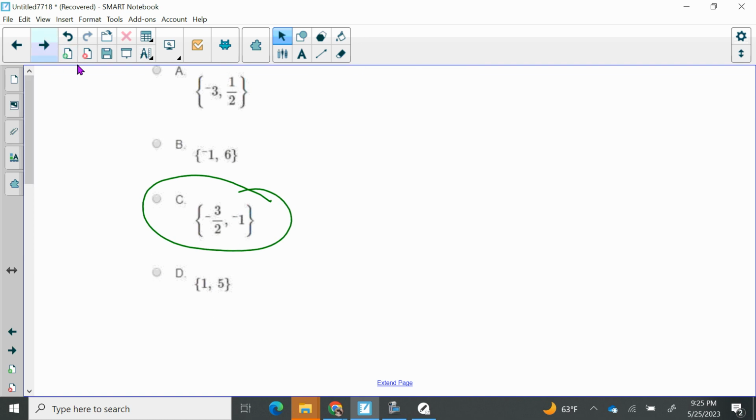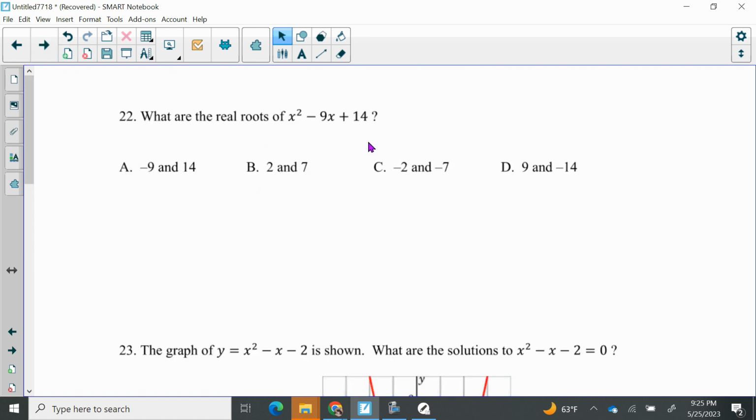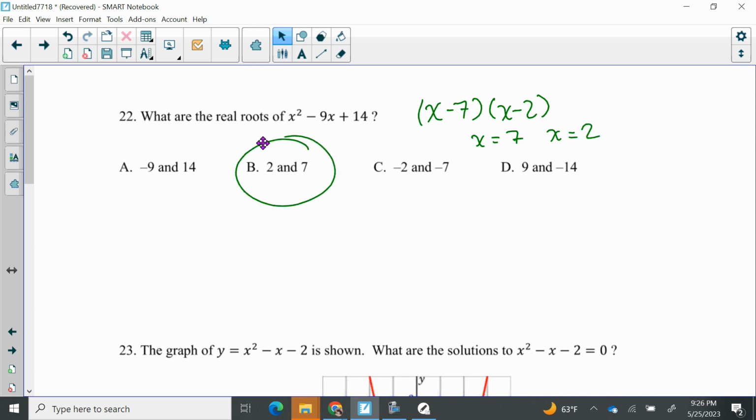All right, let's keep going. What are the real roots? Again, what are your x-intercepts? So I would factor this as x minus 7 and x minus 2. So my two roots would be x equals 7 and x equals 2. Boom.